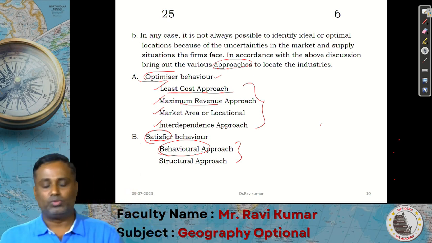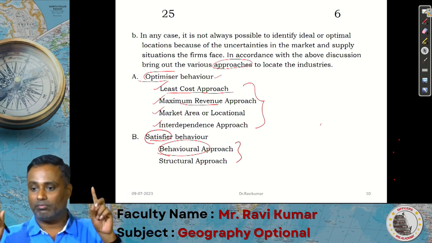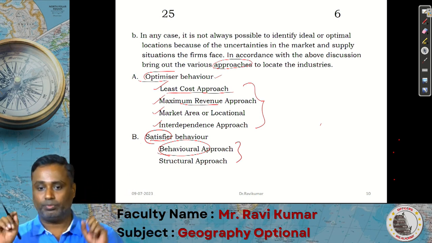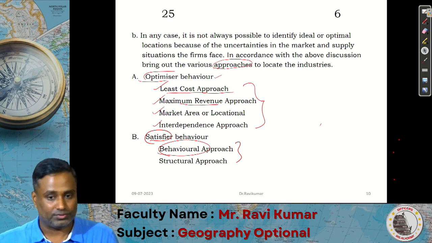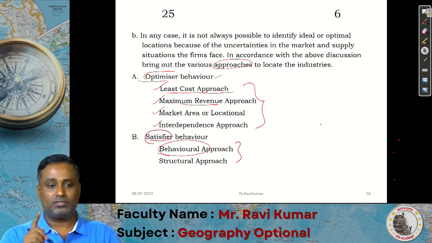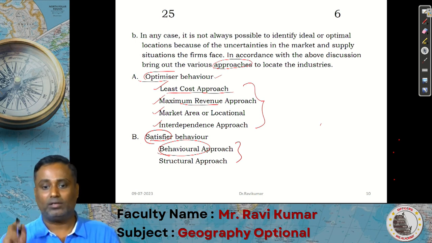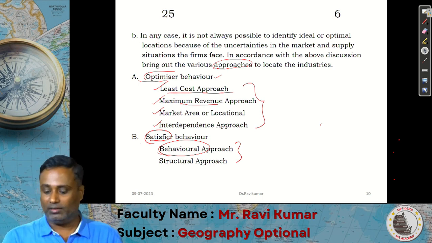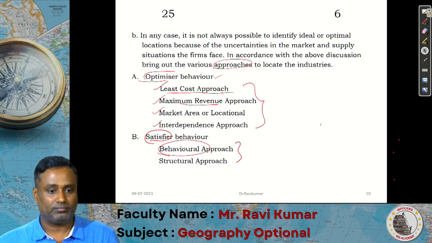Particularly in the civil service, there are 11 characters checked by UPSC. What are the 11 characters? We'll discuss that one day. In those 11 characters, one is depth of interest, and that is exactly checked in your optional subject.